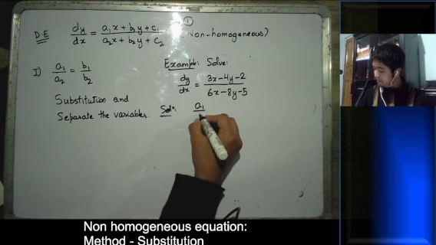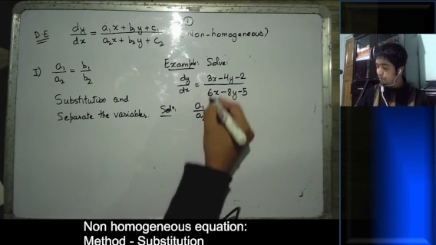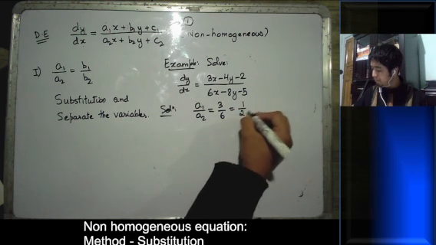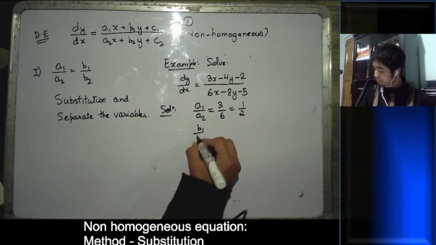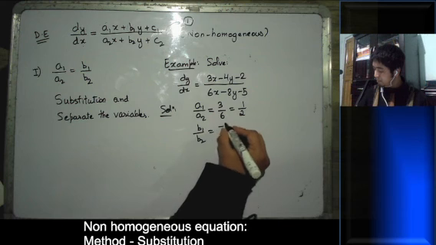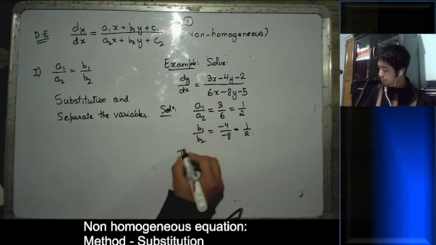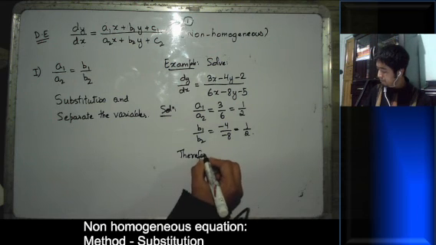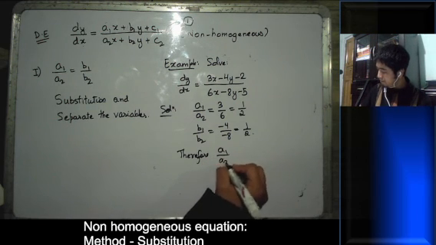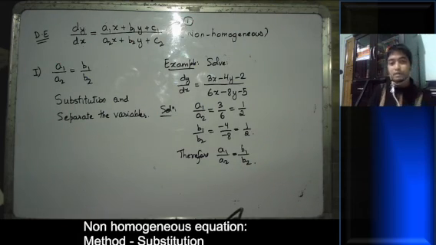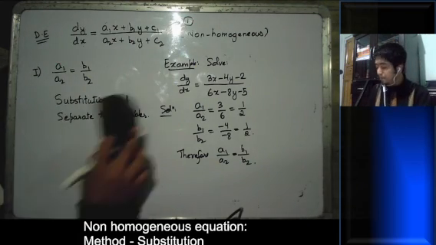Let us calculate what a1 by a2 is. a1 by a2 is equal to 3 by 6, which is equal to 1 by 2. b1 by b2 is equal to minus 4 by minus 8, again equal to 1 by 2. So therefore a1 by a2 is equal to b1 by b2. So it is of this form.